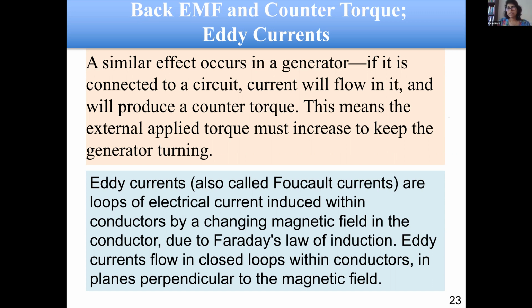And eddy current is something that happens when you have a piece of metal. If you try to bring a magnet close to or touching this metal, then we create magnetic field lines. Because of those magnetic field lines, it will create circular loops in the metal piece. Those we call eddy currents.